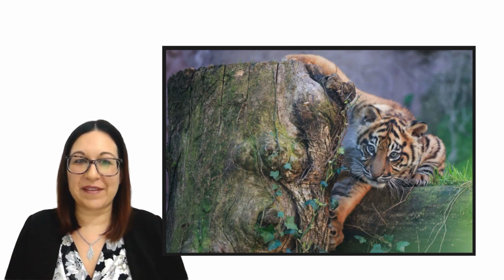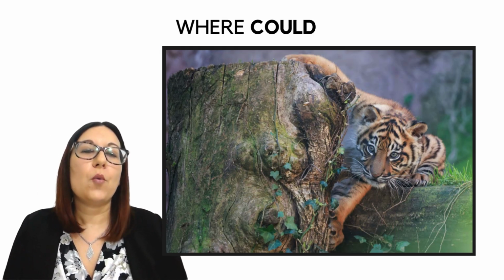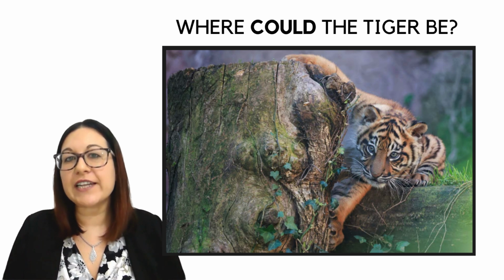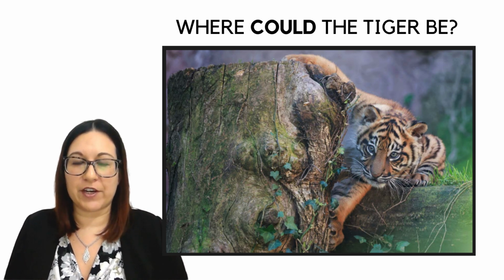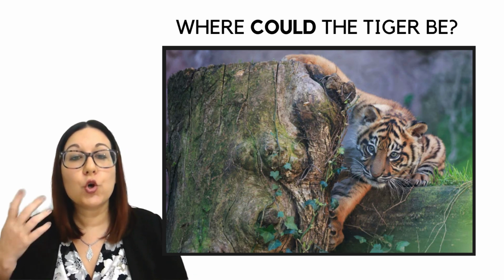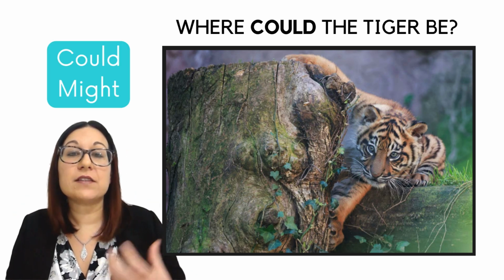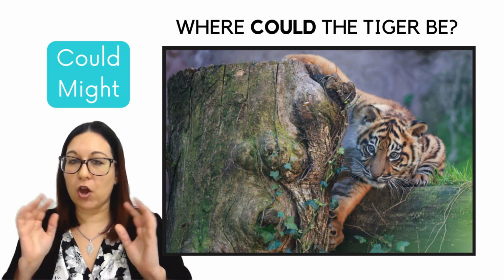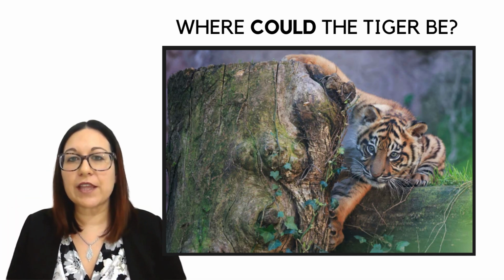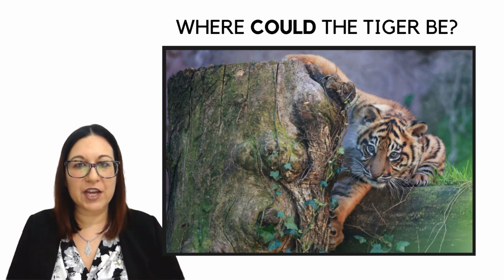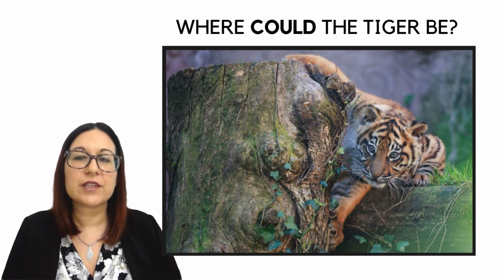The next question is, where could the tiger be? I'd like you to build on your assumptions here, and we are using the modal could or might to indicate we're not sure, but there is a possibility. So take a look at that photo, pause this video, and think, where could the tiger be?